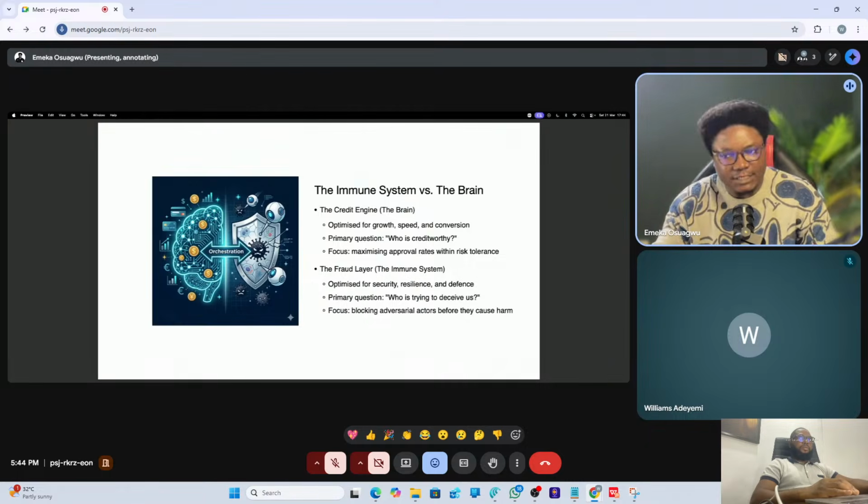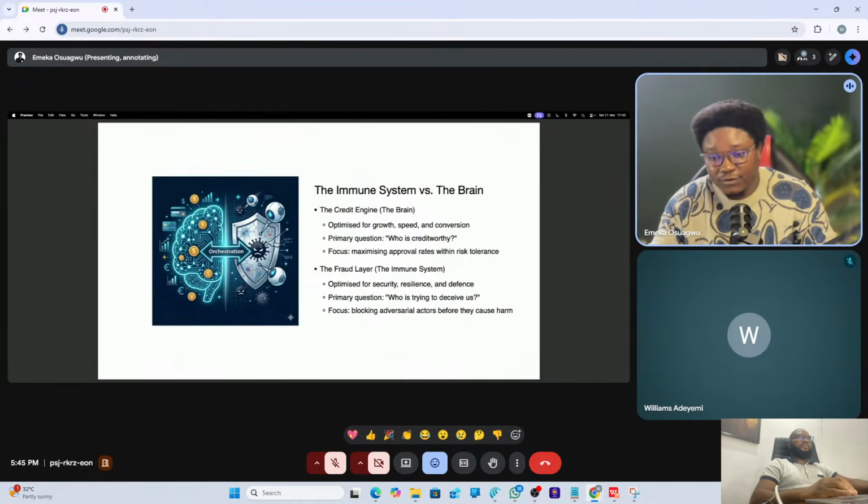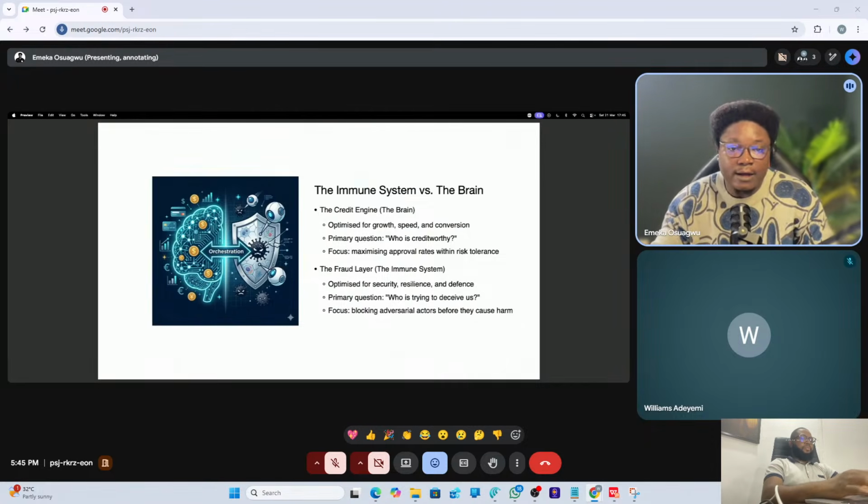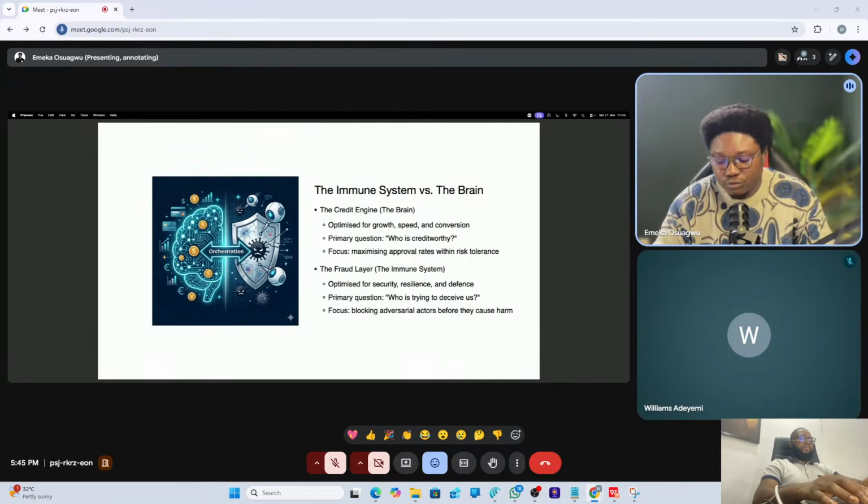How do we optimize security? How do we optimize resilience? How do we defend the decision engine to ensure that it is not being exploited? Some of the primary questions that you would care to ask as a business owner would be, who's trying to deceive us? Are we focusing on blocking adversary actors and people who are trying to cause harm to come and explore our decision engine to get either higher loans or to scale through the policies that we've set forth?